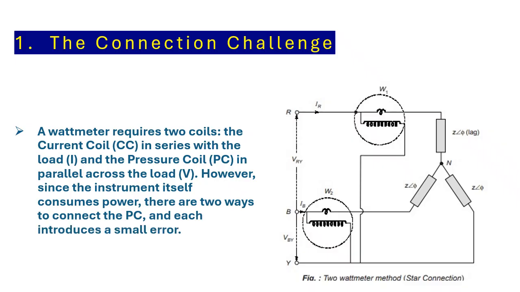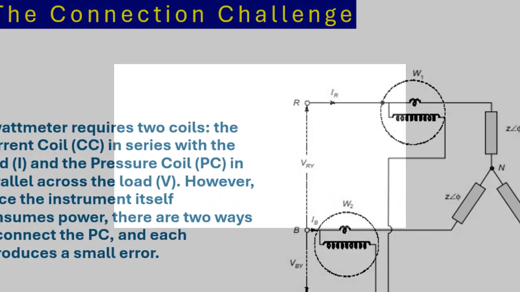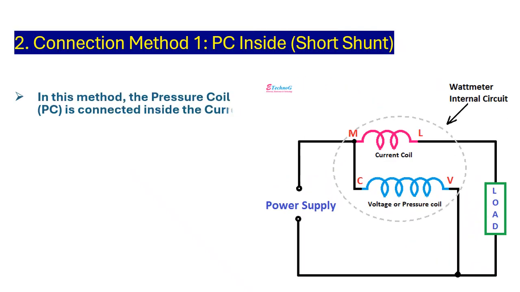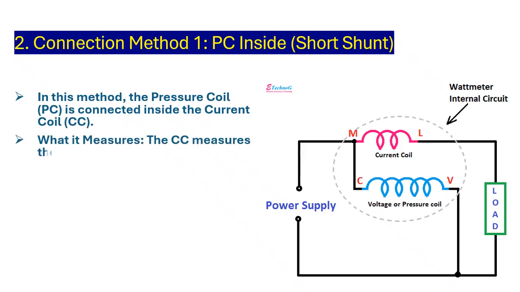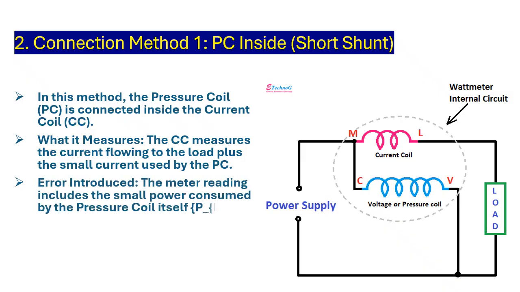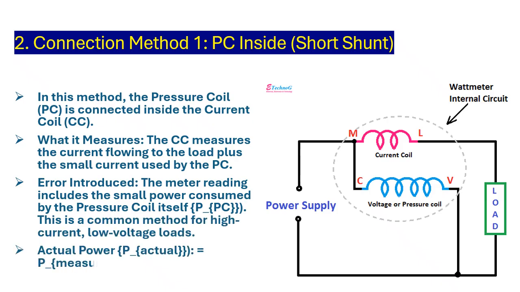However, since the instrument itself consumes power, there are two ways to connect the PC, and each introduces a small error. 2. Connection Method 1: PC inside, short shunt. In this method, the pressure coil, PC, is connected inside the current coil, CC. What it measures: the CC measures the current flowing to the load plus the small current used by the PC. Error introduced: the meter reading includes the small power consumed by the pressure coil itself, P_PC. This is a common method for high current, low voltage loads.